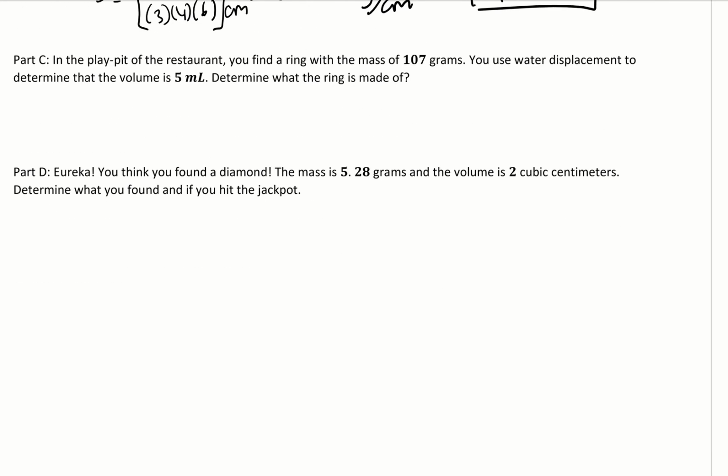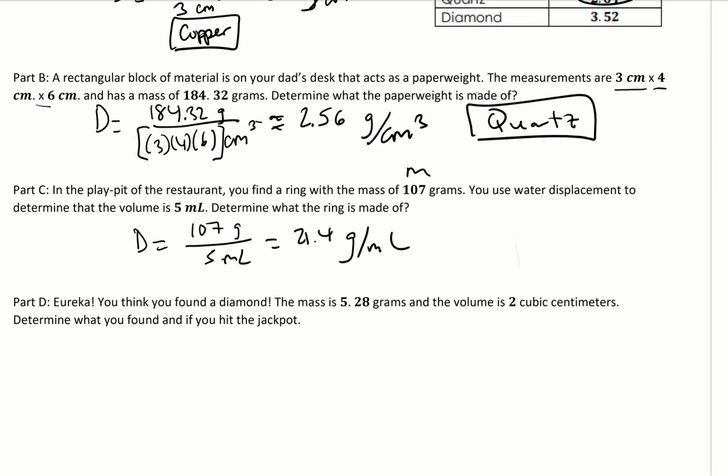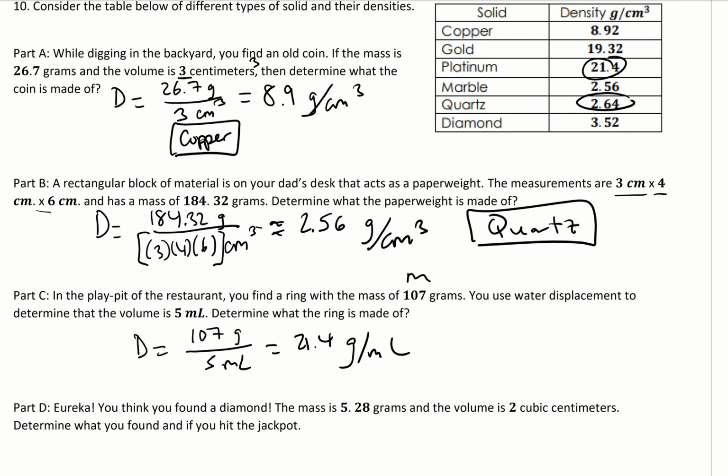All right, so part C, in the play pit of the restaurant, you find a ring with a mass of 107 grams. You use water displacement to determine that the volume is 5. Determine what the ring is made of. So the density is mass over volume. We just divide that. So 21.4 grams per milliliter, which is platinum.